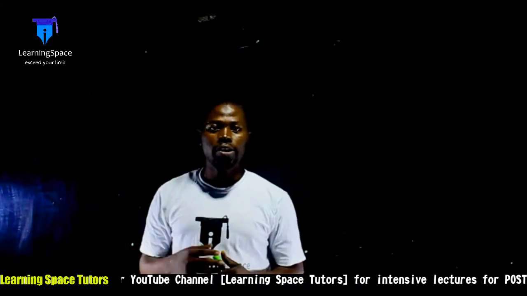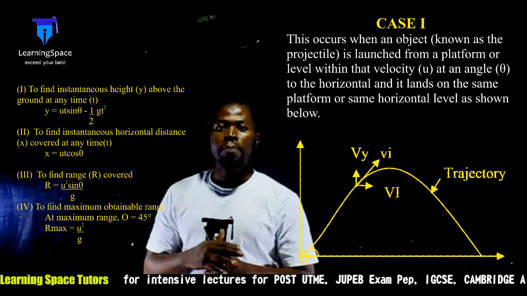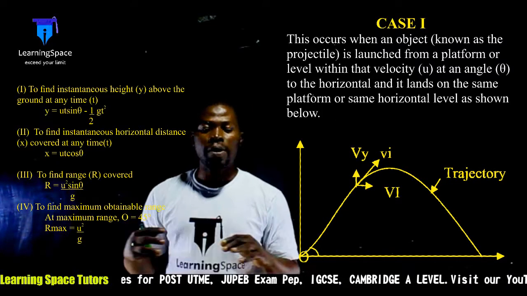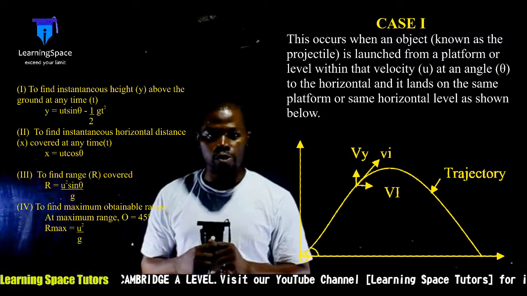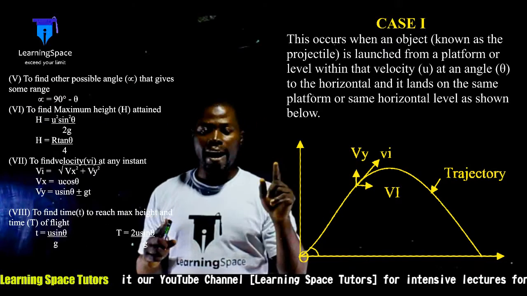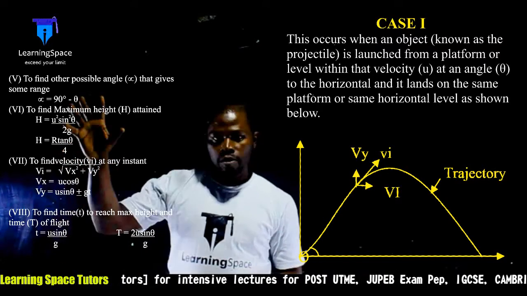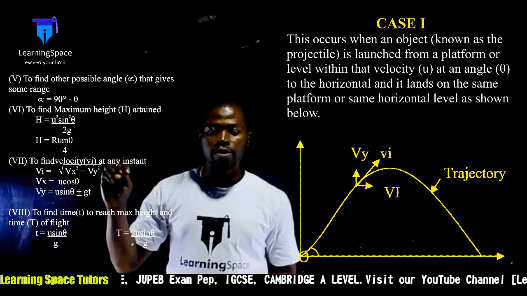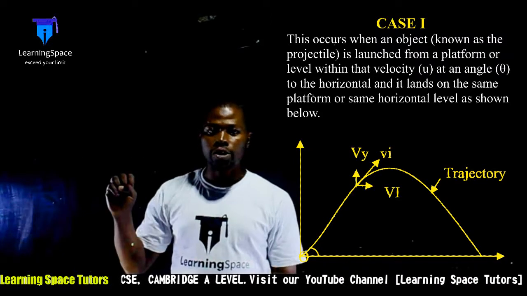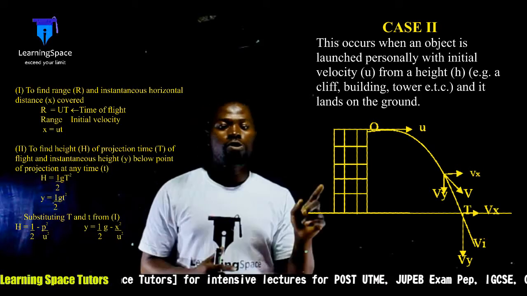Case 1 is the first case of an object that is launched from a particular platform or horizontal level at a particular angle theta to the horizontal. It moves through air and it lands on the same platform. You can see the formula. You're required to find the height at a particular instant, the time of flight, the velocity at any instant, the range, and the likes.